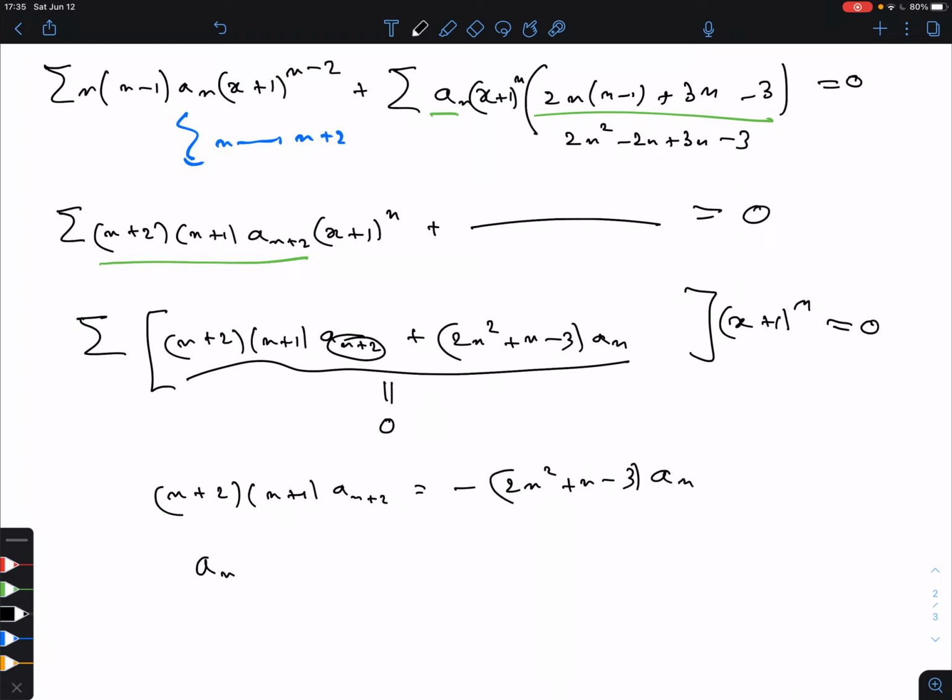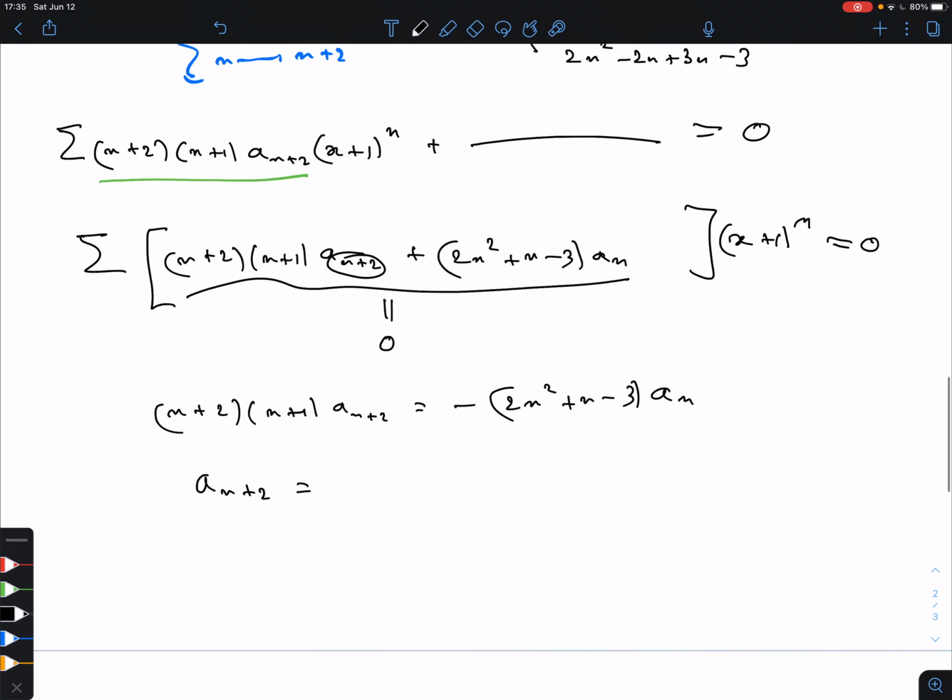And so we find our recursion relation: a_(n plus 2) is equal to minus (2n squared plus n minus 3) a_n, divided by (n plus 2)(n plus 1). So let me check here that I got this.